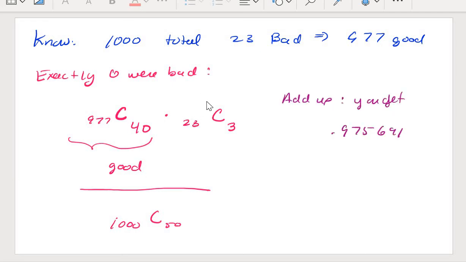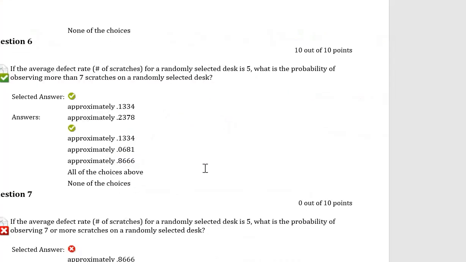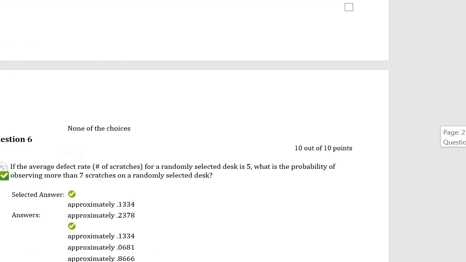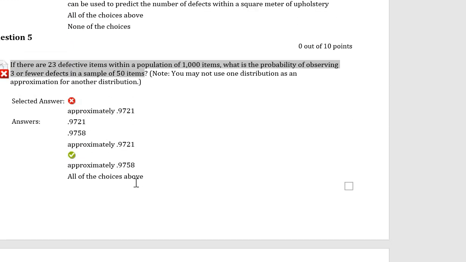And then when I add up all these different slides, what I'm going to get is 0.975691 with some rounding error. That means that you are going to get the answer 0.9758. That's slight rounding error. So that's why it's this particular answer. You're just adding those up.